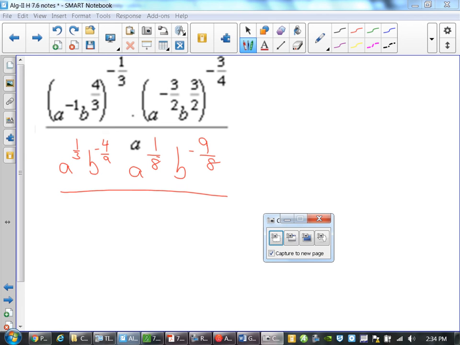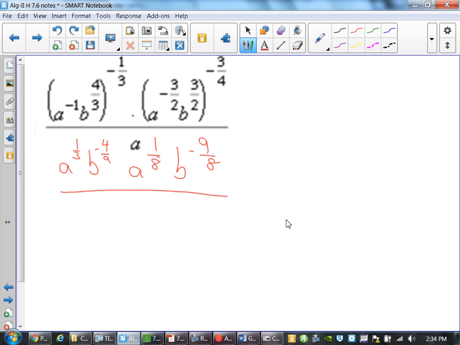So far, so good? Now, I have two exponents that aren't happy with the b's. So I'm going to rewrite this. I have a to the 1/3, a to the 1/8, over b to the 4/9 and b to the 9/8. Now's where the calculator comes in handy. Same base being multiplied, which means you just add your exponents.